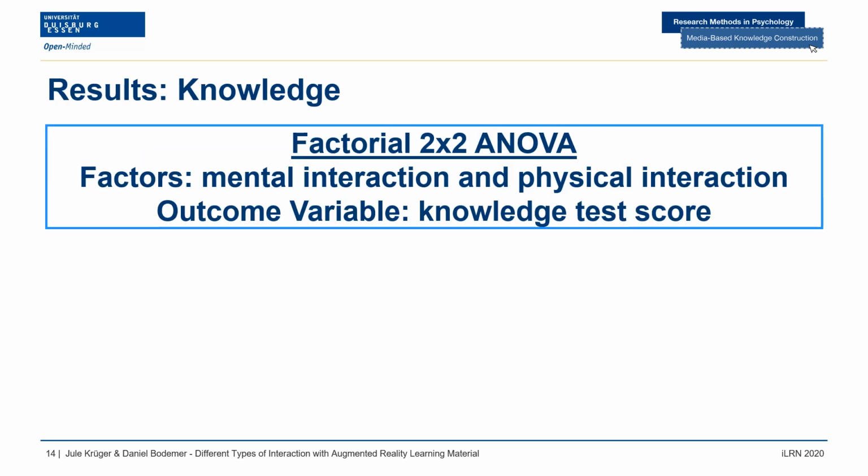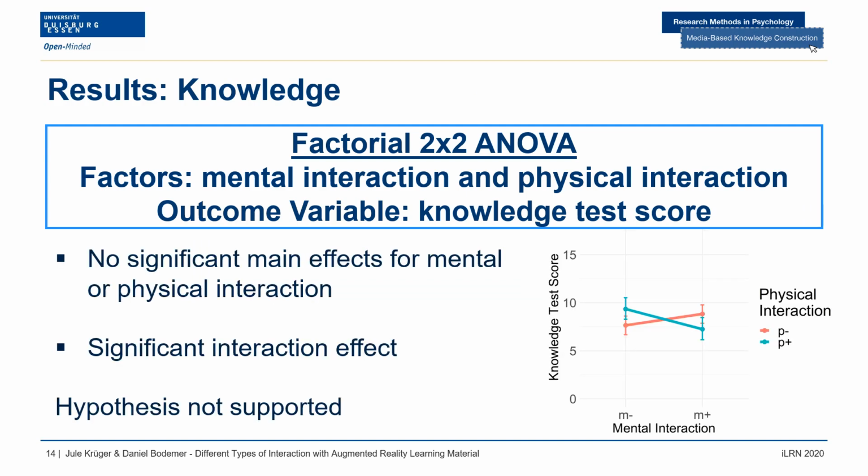To test if knowledge was influenced by mental and physical interaction, a 2x2 ANOVA was executed. No significant main effects were found, showing that both types of interaction separately did not have a significant influence on knowledge. But a significant interaction effect was found, showing that knowledge was higher when either mental or physical interaction was high, but not when both were high or low. These results do not support our hypotheses that both mental and physical interaction have an influence on knowledge with a high influence of mental interaction.